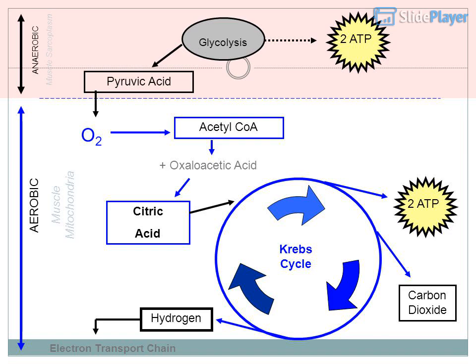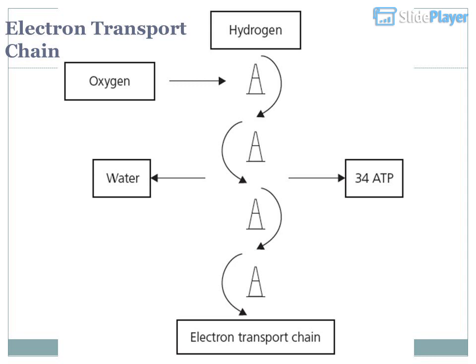Electron transport chain, 2 ATP. Muscle sarcoplasm, anaerobic: glycolysis, pyruvic acid. Acetyl-CoA, O2, plus oxaloacetic acid. Muscle mitochondria, aerobic, 2 ATP. Citric acid, Krebs cycle, carbon dioxide. Hydrogen, electron transport chain.